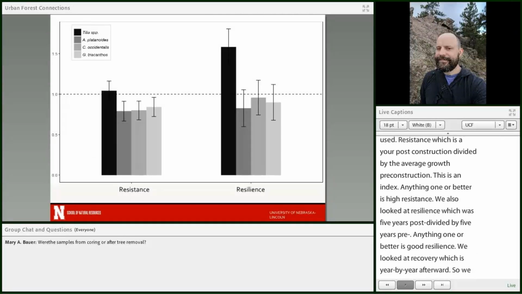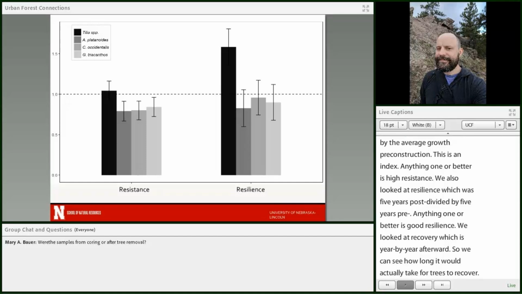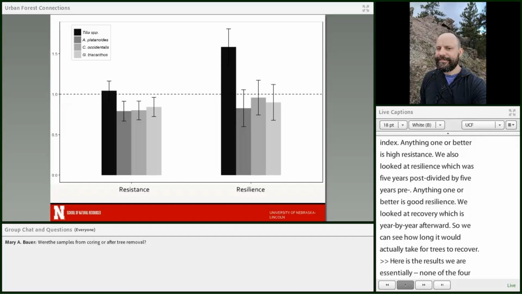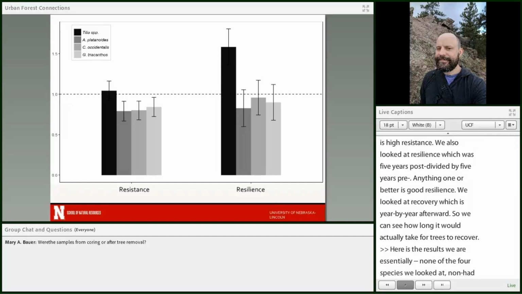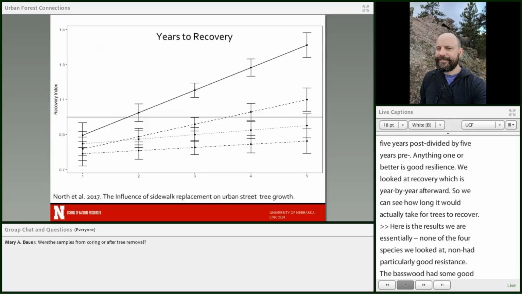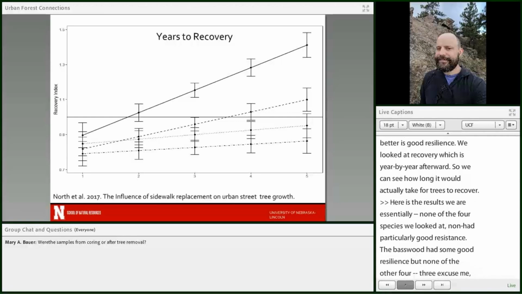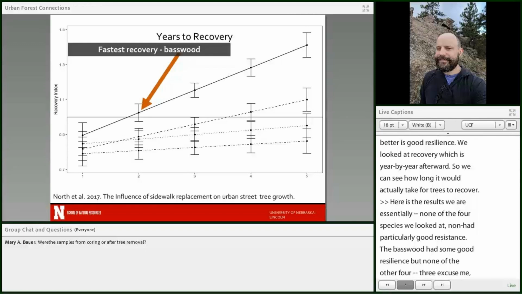So here are the results. Essentially none of the 4 species that we looked at, which were basswood, Norway maple, hackberry, and honey locust, had particularly good resistance. Basswood maybe a little bit, that's the Tilia. And the basswood really did have some good resilience, but none of the other 3 really had much in terms of resilience. So how long did it take these trees to recover?